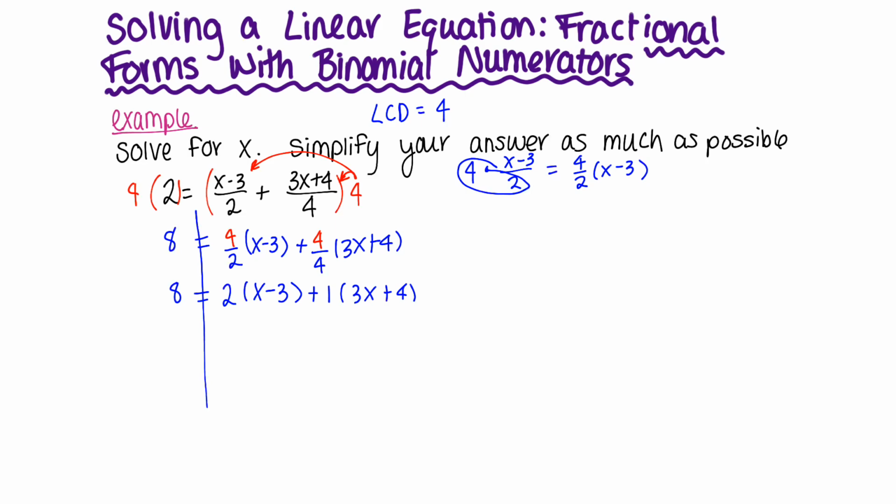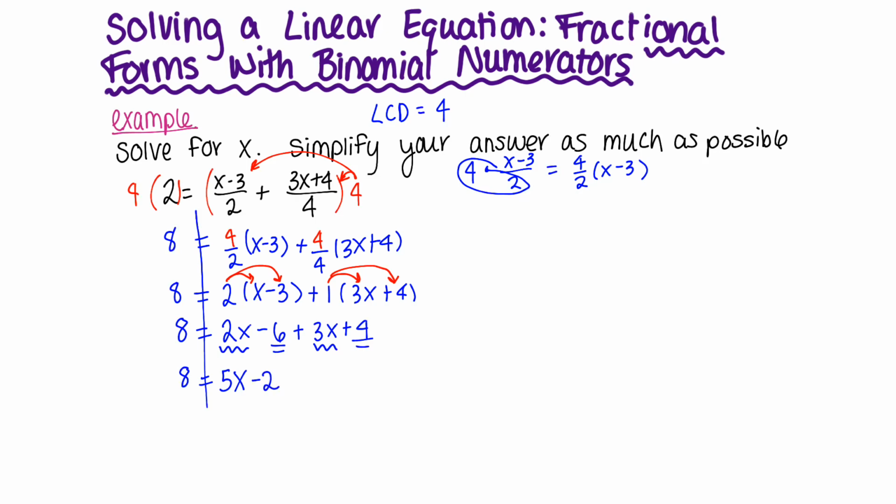And now we're going to distribute. With the 1, there's not really a purpose of distributing the 1, it's just a 1. So nothing is really going to happen with that second set. 2 times x is 2x minus 2 times 3, which is 6. All right, now we're combining like terms. On the right-hand side, we can combine the x's and we can also combine the constants. So 8 is equal to 2x plus 3x, which is 5x. Negative 6 plus 4 is negative 2.